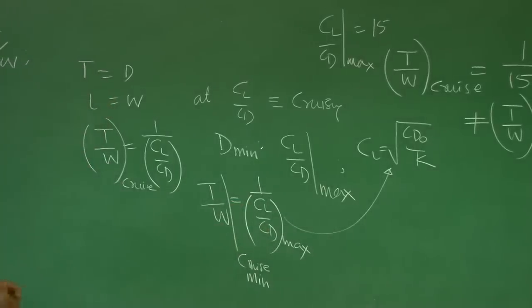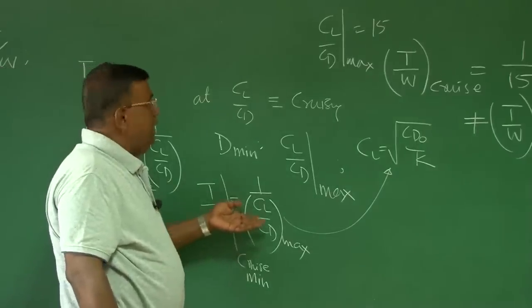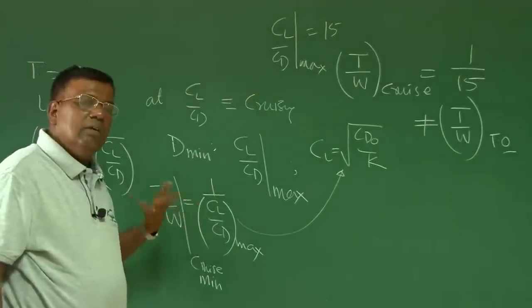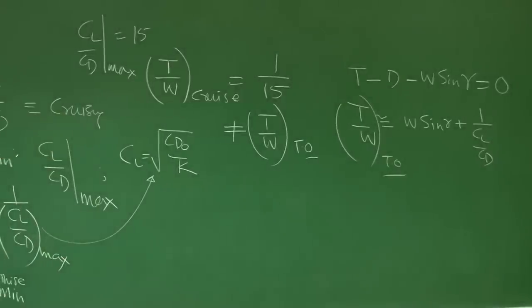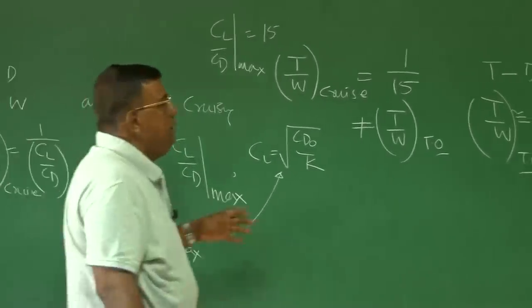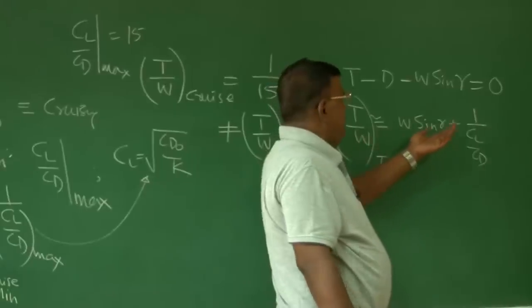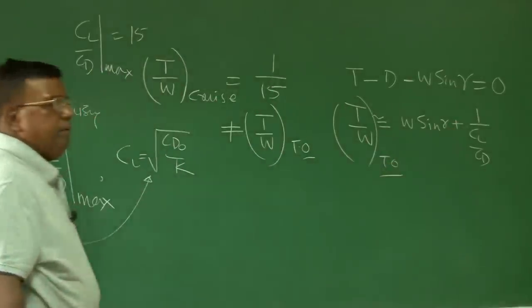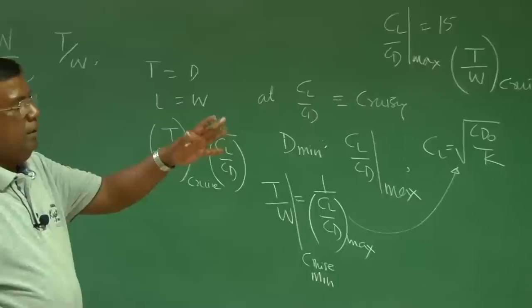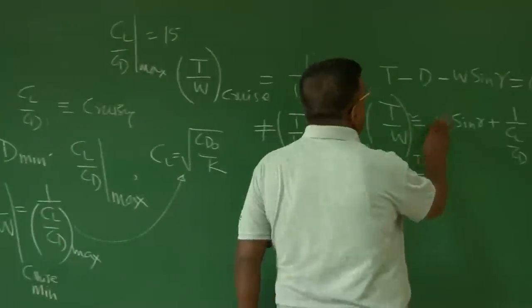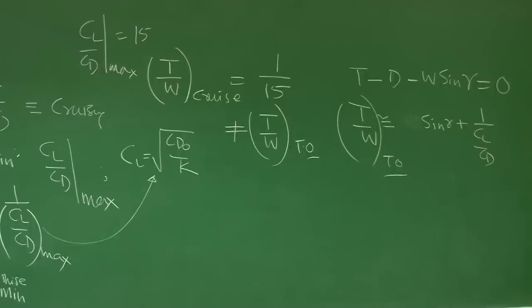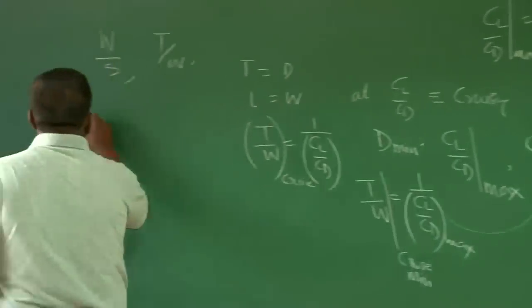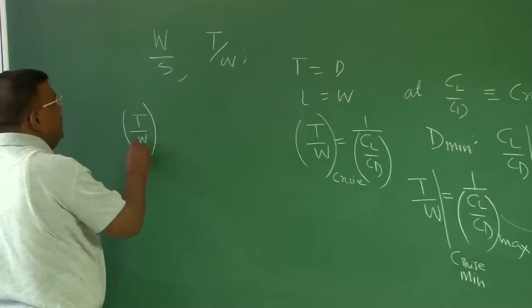So if I am a designer, I immediately know what my T by W cruise required is, because I know roughly it will be CL by CD 10 or 15, whichever way I am designing. So I know T by W cruise I require this much, 1 by 15. And T by W takeoff, how much is required? One way to get it is, okay, if I am trying to climb at some angle, 15 degree climb angle, 20 degree climb angle, I can easily see here, directly proportional to sine gamma. But you also understand this T by W will play an important role during takeoff also.